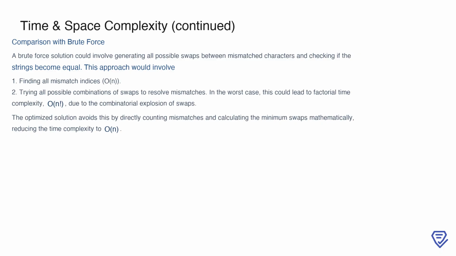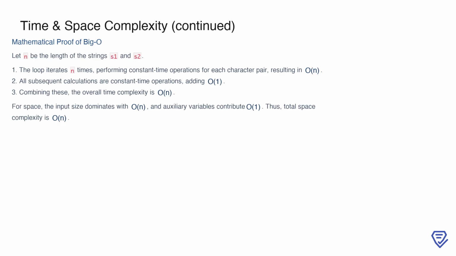The optimized solution avoids this inefficiency by directly counting mismatches and calculating the minimum swaps mathematically, reducing the time complexity to O(n). Finally, let's validate the big O complexities mathematically. The main loop iterates through n characters, performing constant time operations for each pair. This step gives us a time complexity of O(n). Subsequent calculations, including arithmetic checks and result calculations, are all constant time operations, contributing O(1). When these are combined, the overall time complexity remains O(n).